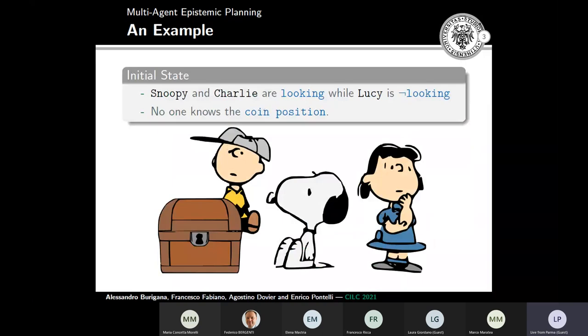So we have three agents this time. We have a closed box and a coin within this box. So today, no one knows the coin position. So we have these three agents and nobody knows the coin position.